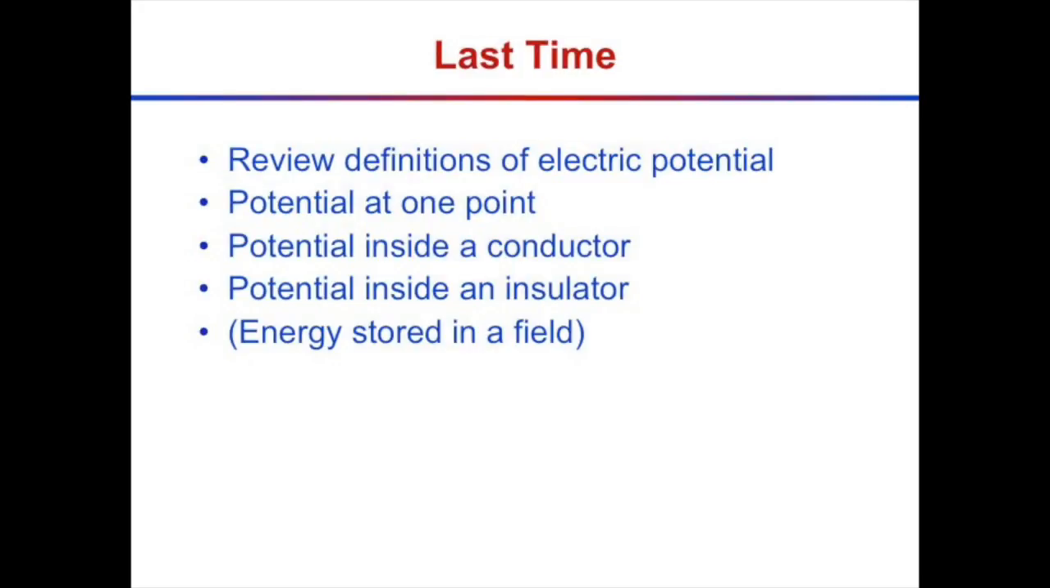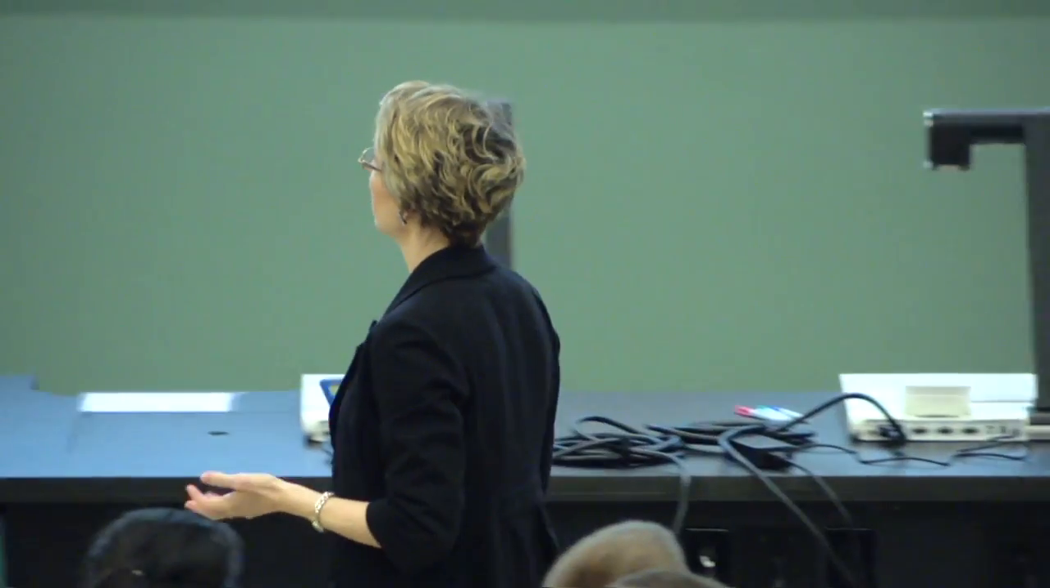Last time, here's what we did. We reviewed electric potential, and we looked at the potential at one point in space. We said for configurations of charges made up of individual point charges, the electric field goes all the way to 0 at infinity. That gave us a reason to set the potential at infinity to 0, and in those cases we were able to define the potential at any point in space relative to infinite separation, which we defined as 0.